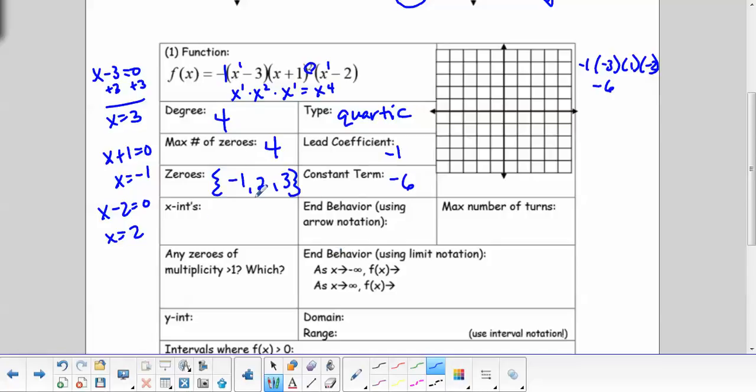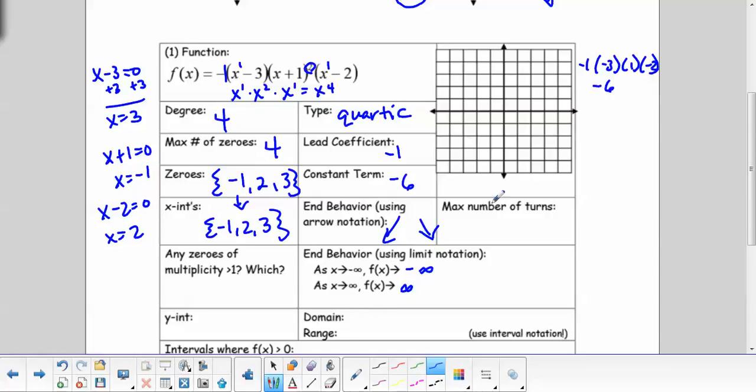X-intercepts, those are the same as the zeros as long as these are real numbers. So those are exactly the same: -1, 2, and 3. End behavior, using arrow notation, so that's like the short way. Because our lead coefficient is negative, that tells you the right side goes down, and your degree is even, which means that the ends match, so the left side goes down. And down here, you're doing the same thing but with limit notation. Notice here it's telling you the left side first, so as x goes to -infinity, that's this one. F of x goes to -infinity. And as x goes to +infinity, f of x goes to -infinity.